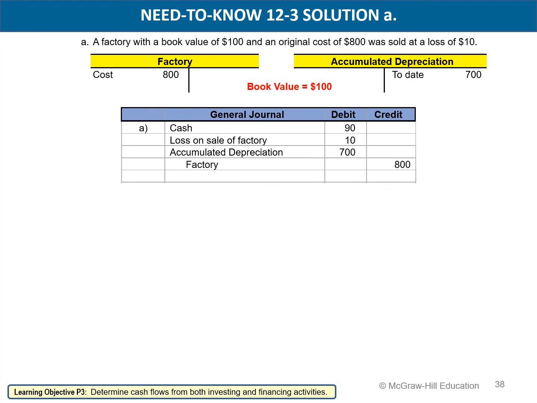So our journal entry, when we sell the factory, they told us that we sold it at a loss of 10. Our book value was 100, so that must mean our cash was 90. So we debit cash for 90. We have our loss of 10. We remove our accumulated depreciation with a debit because we have a credit balance here. And we remove our factory with a credit because we have a debit balance here, right? So there's our journal entry.